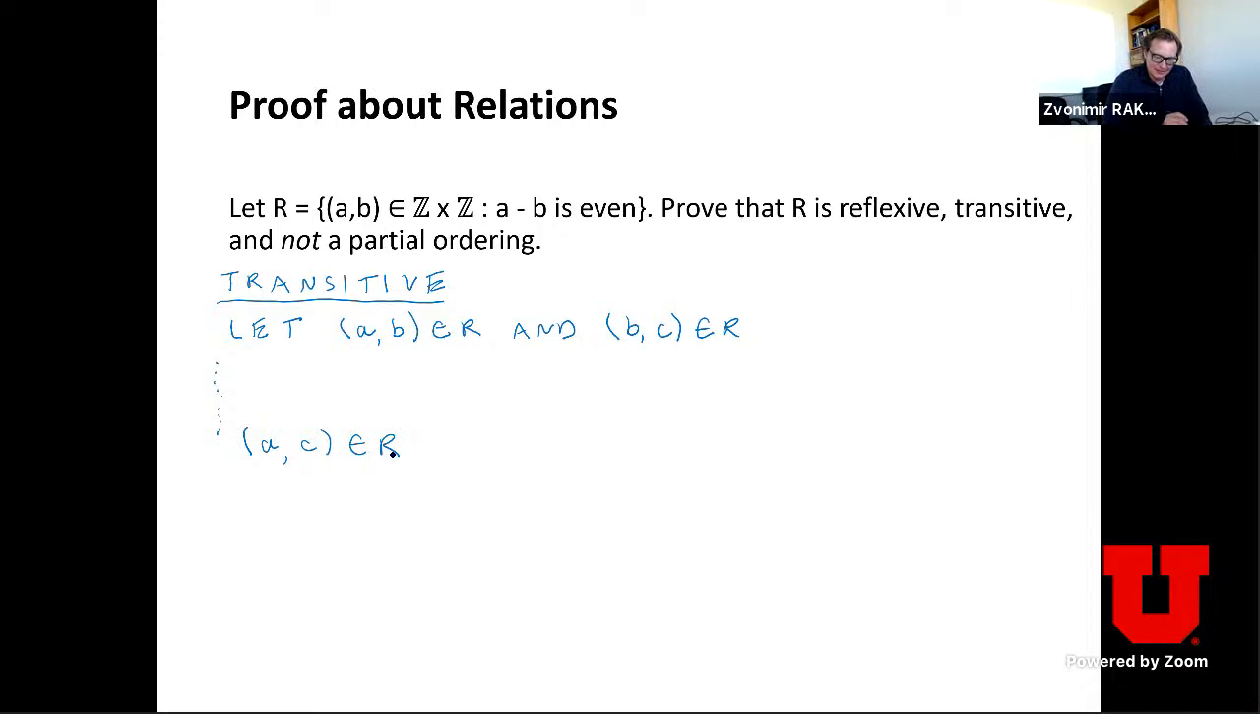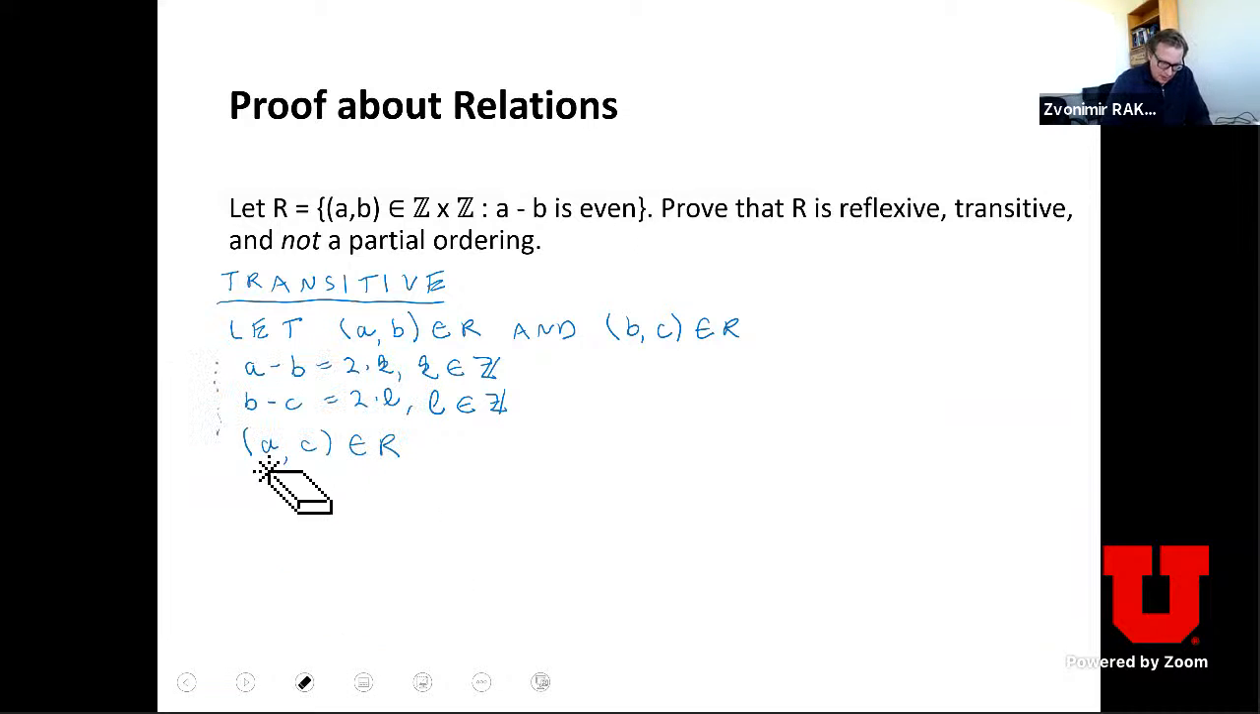So if (a, b) is an element of R, then we know that a minus b is equal to 2 times k, because it's even, where k is an element of Z. And we also know that b minus c is equal to 2 times some l, where l is an element of Z. And I'll need a little bit more space, so let me just clean this up a little bit. Okay. We can add this up now.